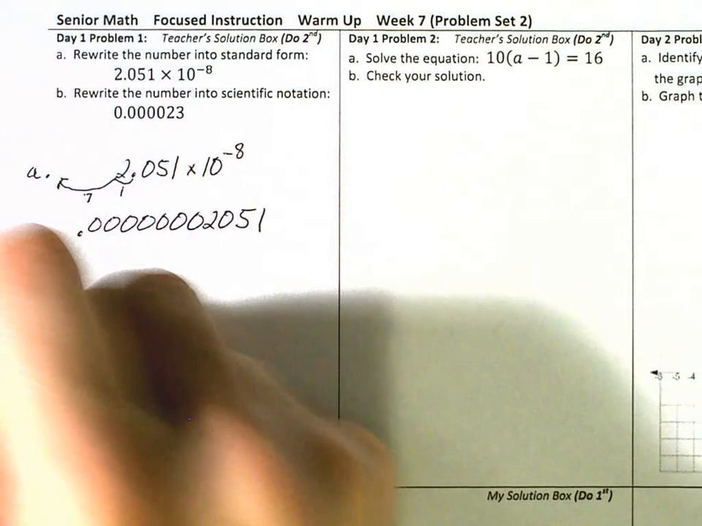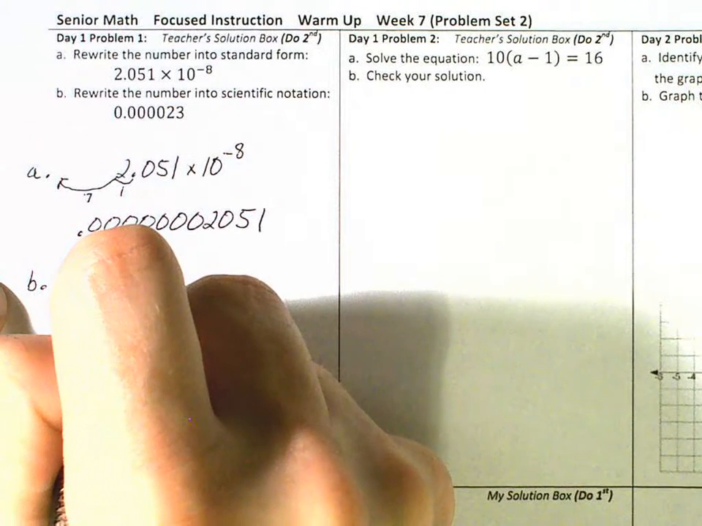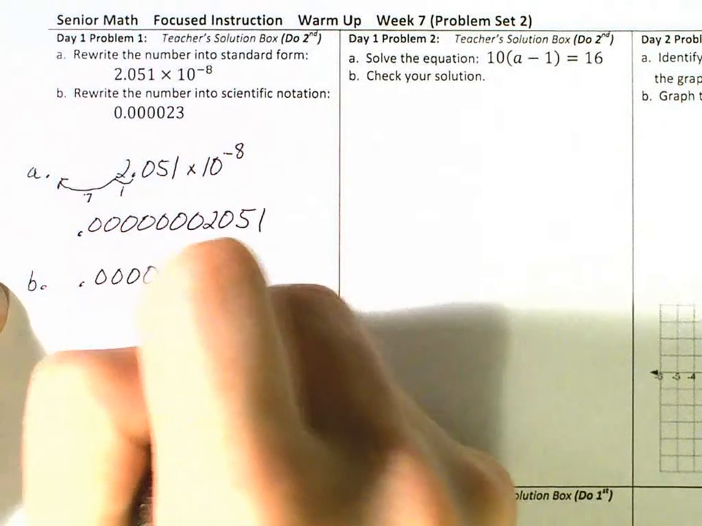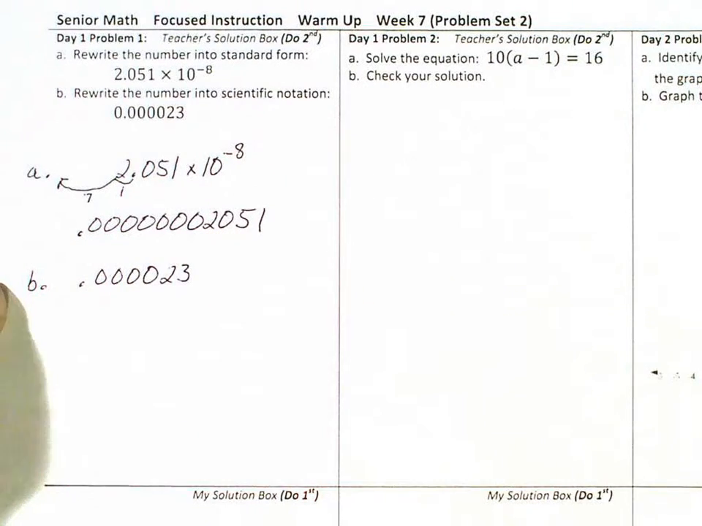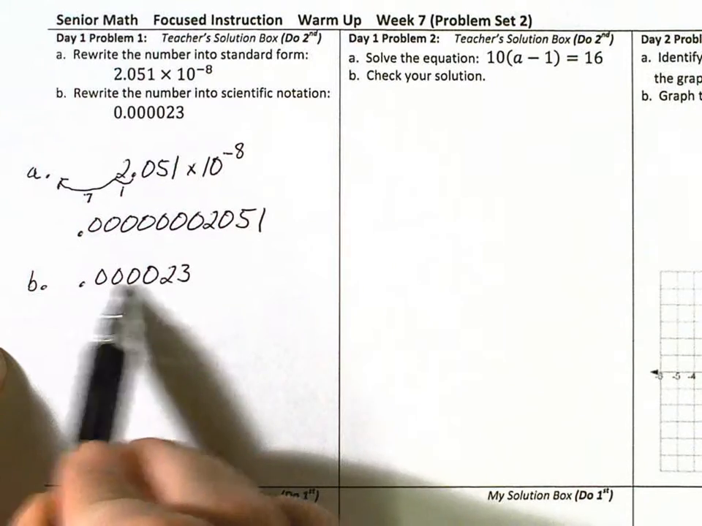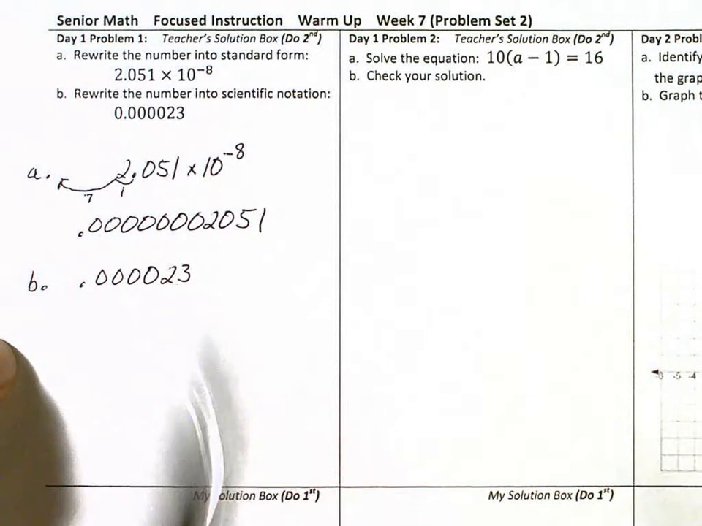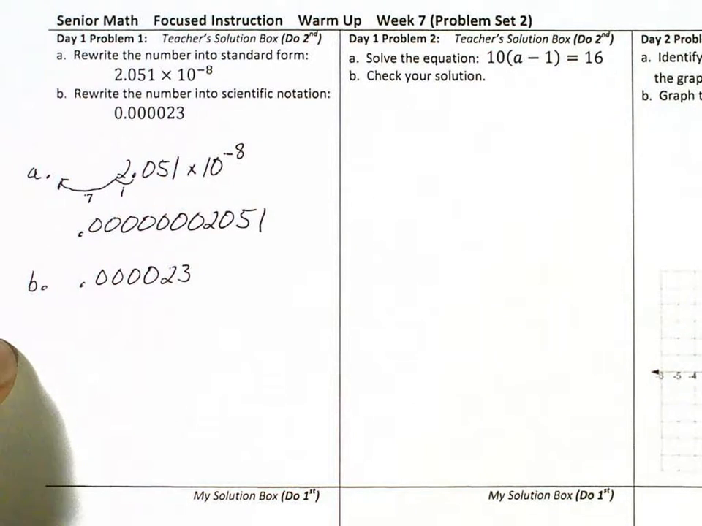Now question B. Here is the number given to us, 0.000023, and we're asked to change this into scientific notation. So again, we have a pretty small decimal number, not as small as this one, but still a pretty small decimal number, and we need to write scientific notation.